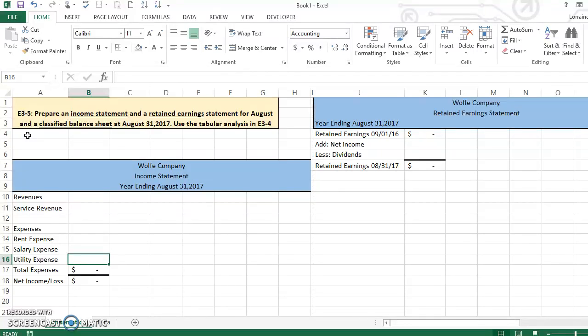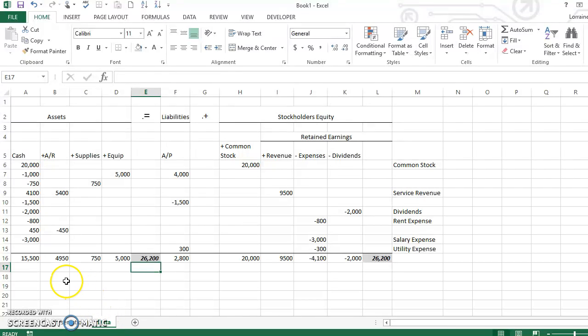They give us a tabular analysis in exercise 3-4. I put that on my Excel already just for ease. They give us the calculation for accounting, which is assets equals liabilities and stockholders' equity, and then they extend that into common stock plus retained earnings equals stockholders' equity and expand it even further, saying revenue plus minus expenses minus dividends equals retained earnings.